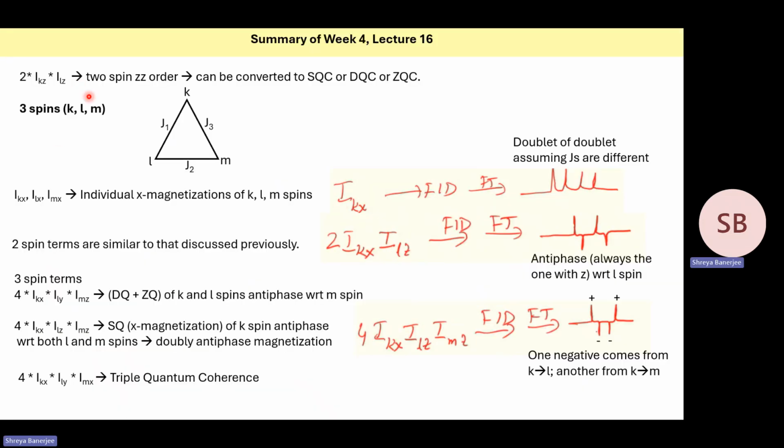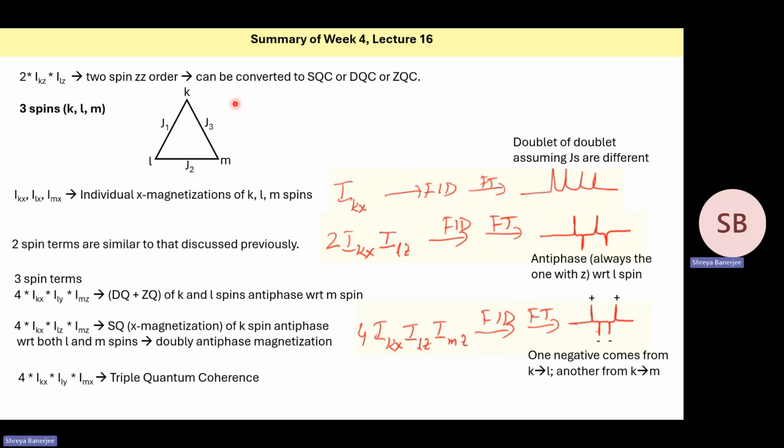This is another term that I will talk about. So far the terms with two intensities that I was talking about had the intensities in two different axes, either X, Y, or Y, Z. What if the intensities are both along the same axis? So 2IkzIlz. Both the k spin and the l spin have intensity in the z direction. Then this is called two spin ZZ order. This again can be converted into different terms. We won't go into the mathematics of that. So this is all about the two spin system.